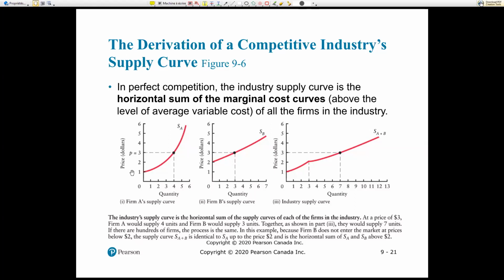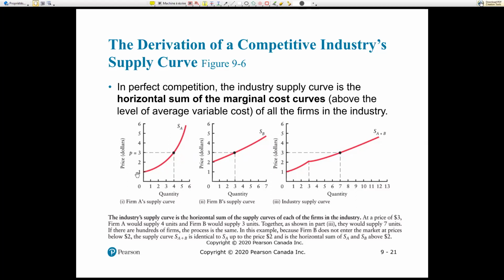So back to the slides. If you have a supply curve for one firm and a supply curve for a second firm, here it's really stylized. It's not necessarily how it looks like. As we've seen, it looks a bit more choppy, but here we just have two firms. So if you want to find out what is the supply curve of the whole industry, you have to add these two supply curves.